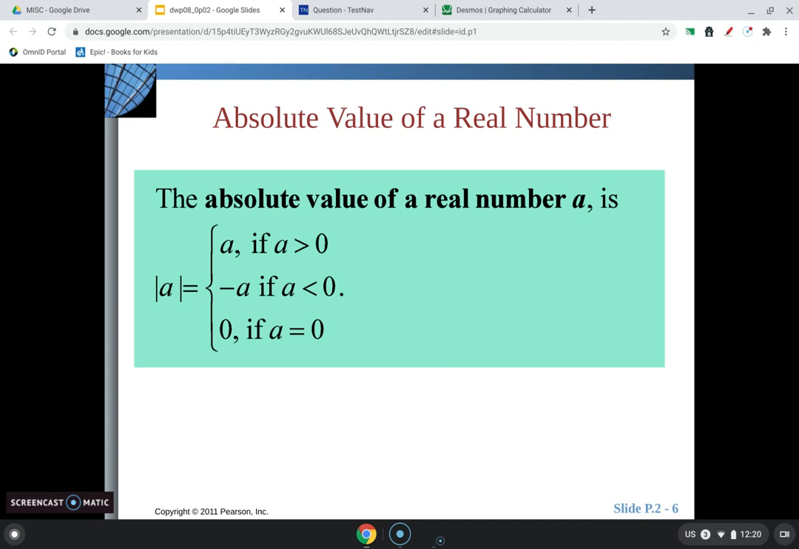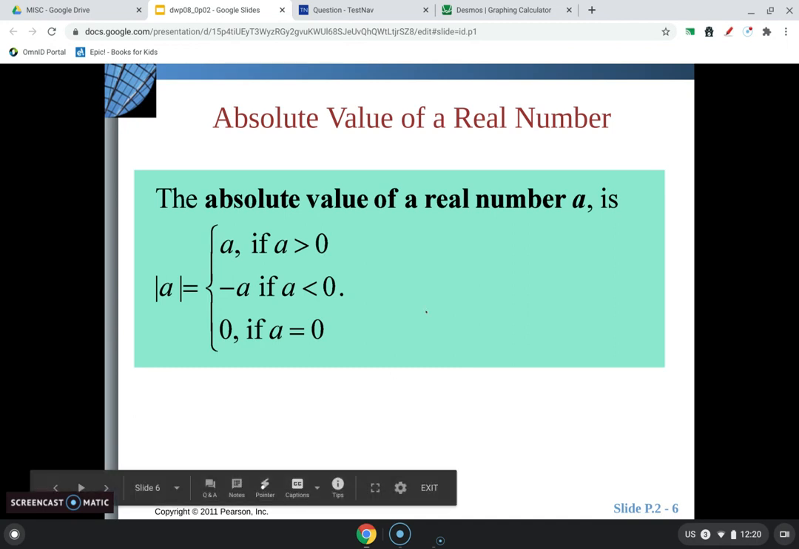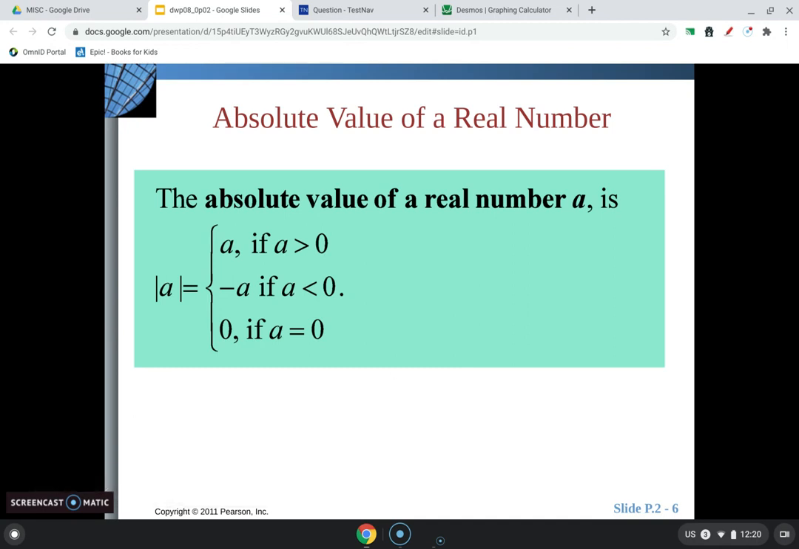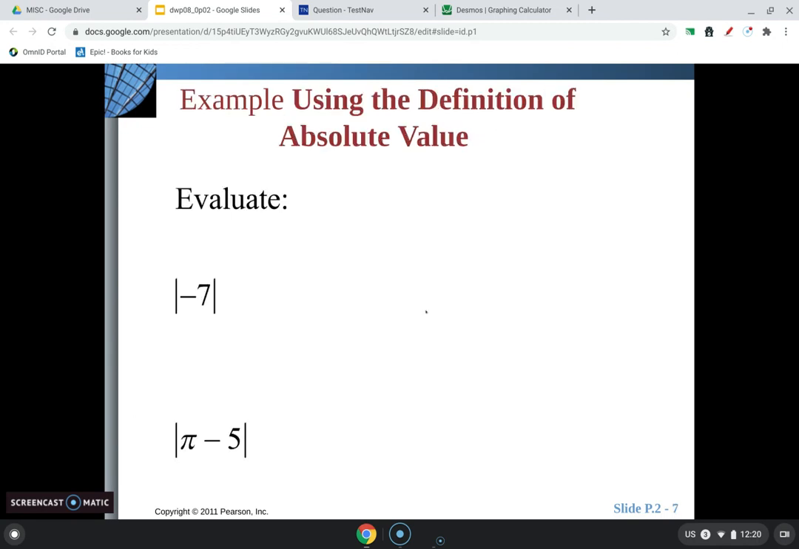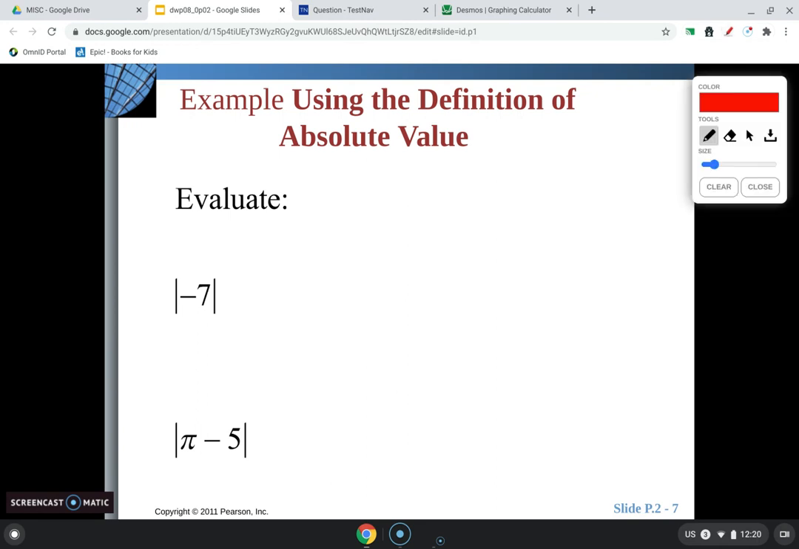All right, absolute value. The absolute value of a real number A is A if A is positive, the opposite of A if A is negative, and 0 if it's 0. So remember, absolute value is distance from 0, so you pretty much just make it positive, whatever it is on the inside. So what would be the absolute value of -7? Well, that would be positive 7.